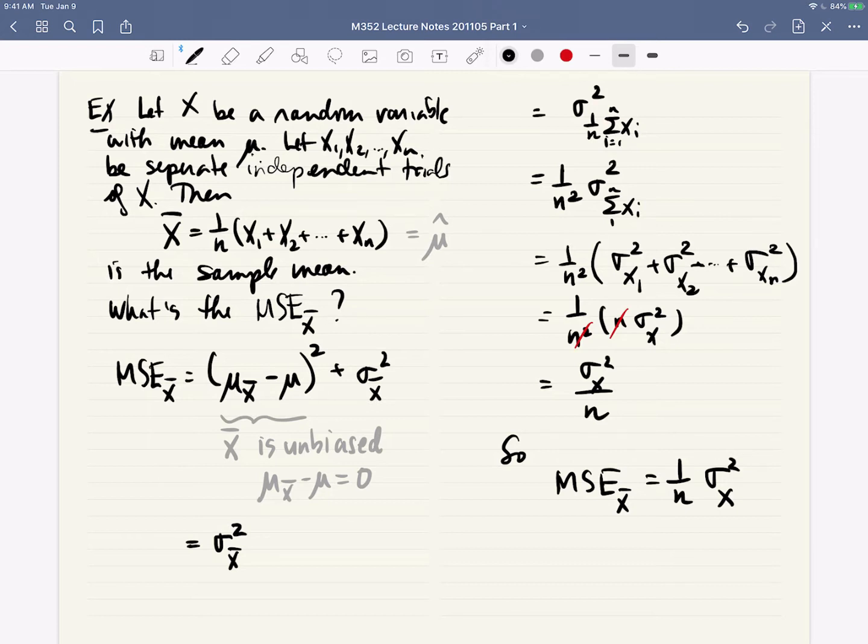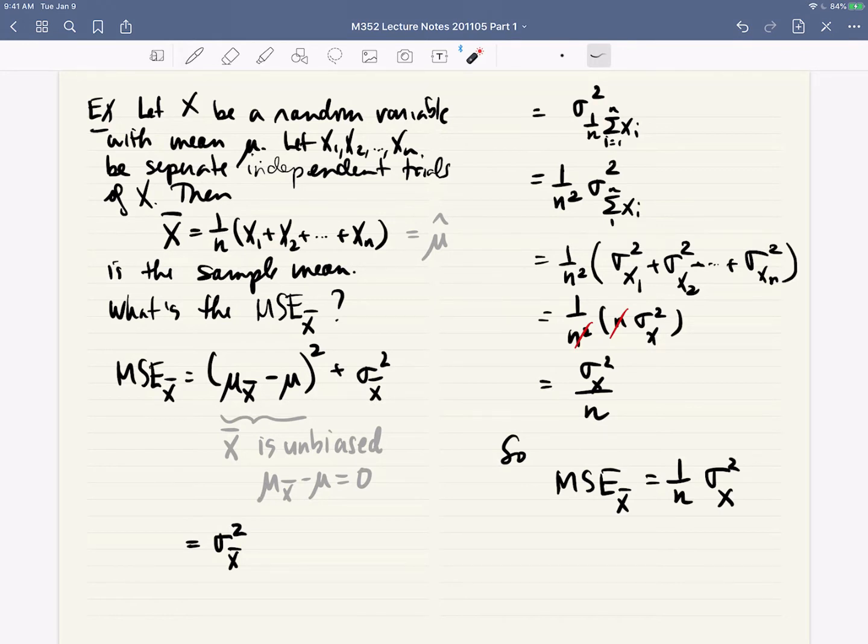So that's good. It also shows us that as our sample size increases, our mean squared error decreases. Because the bigger n gets, it doesn't change the variance, but the bigger my sample gets, the smaller this number gets, the smaller my mean squared error gets. So there's your first mean squared error calculation, and it's for our favorite estimator, the sample mean.